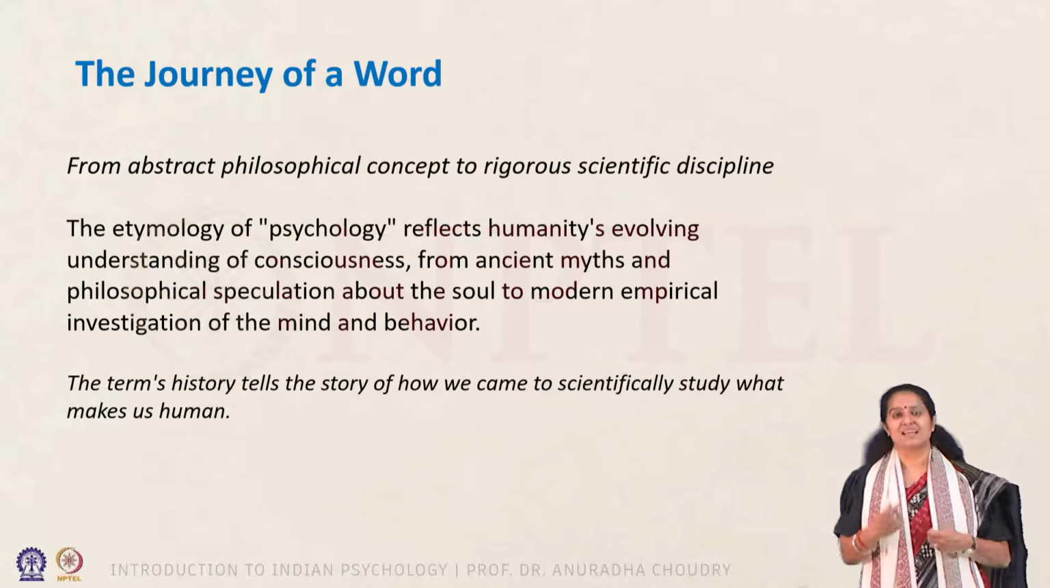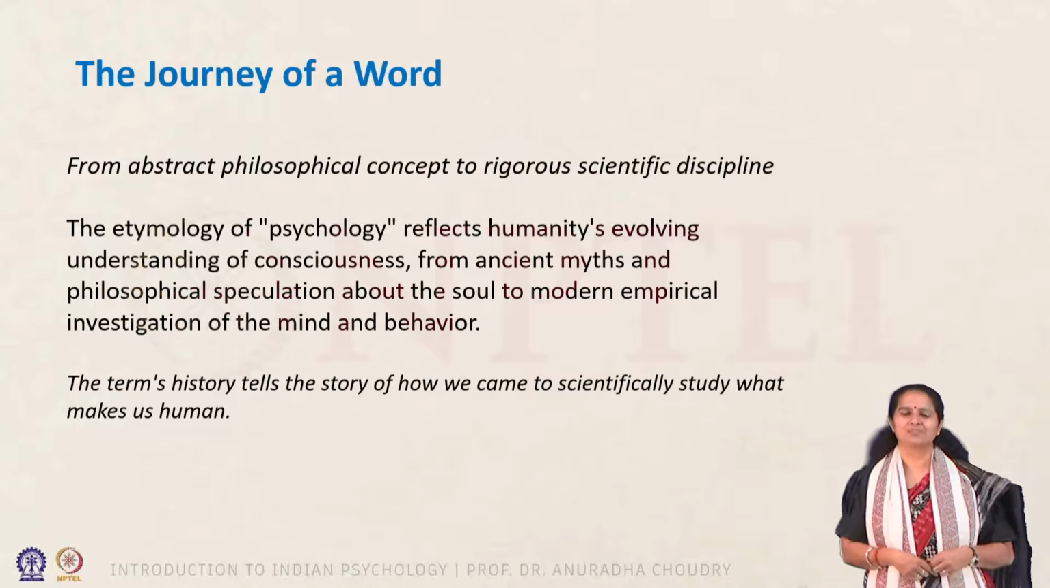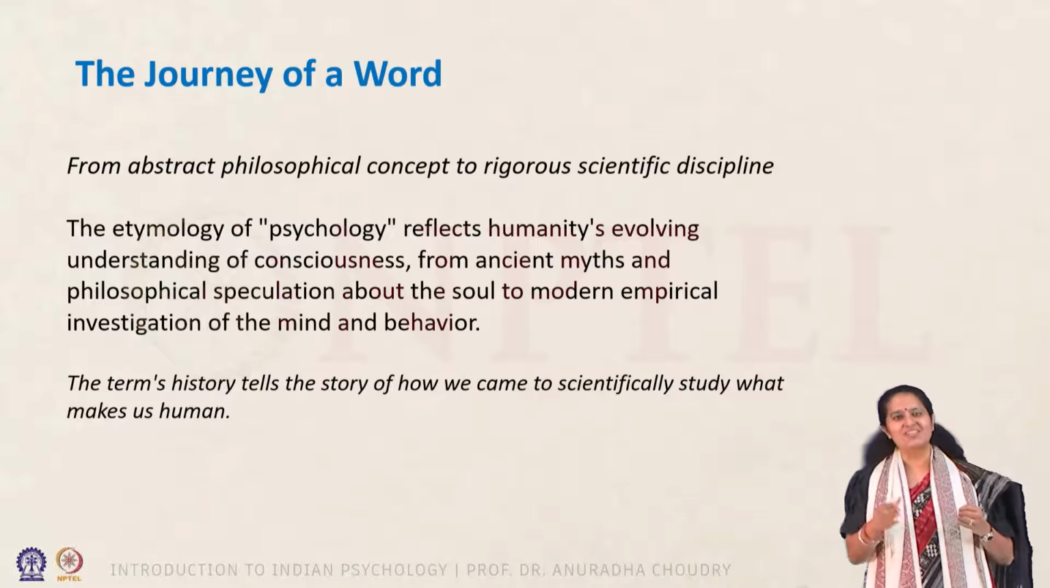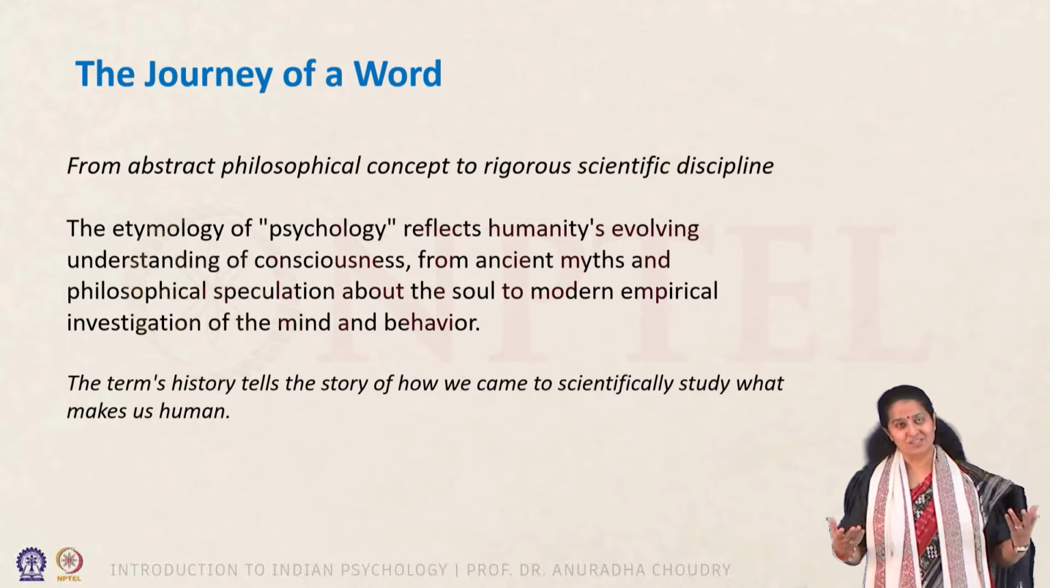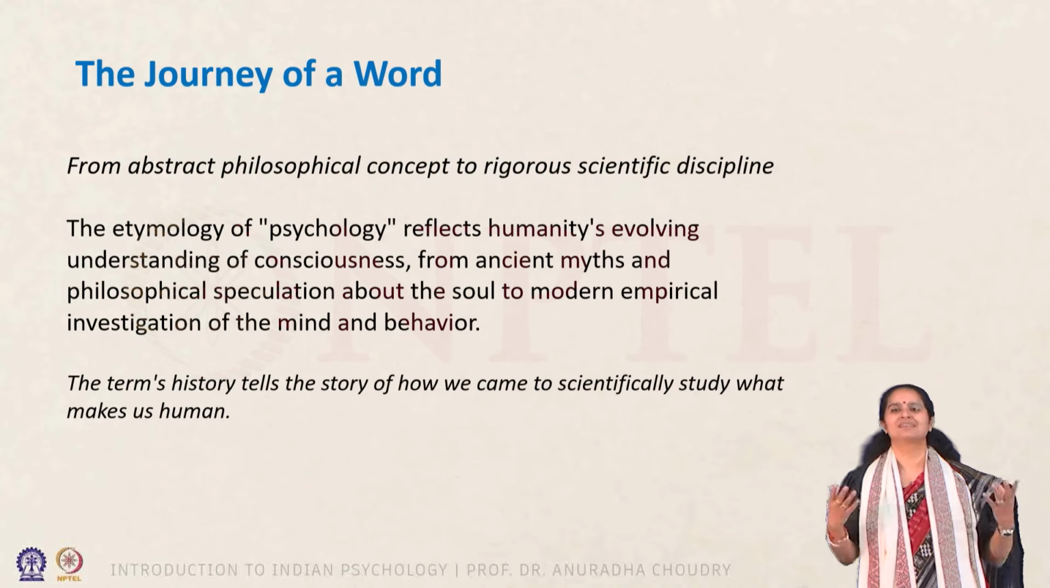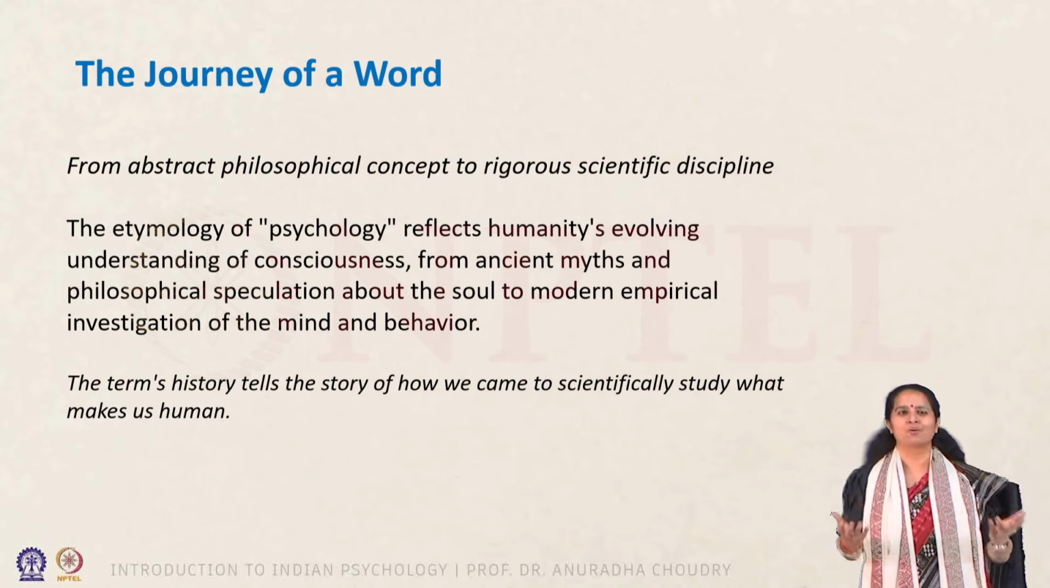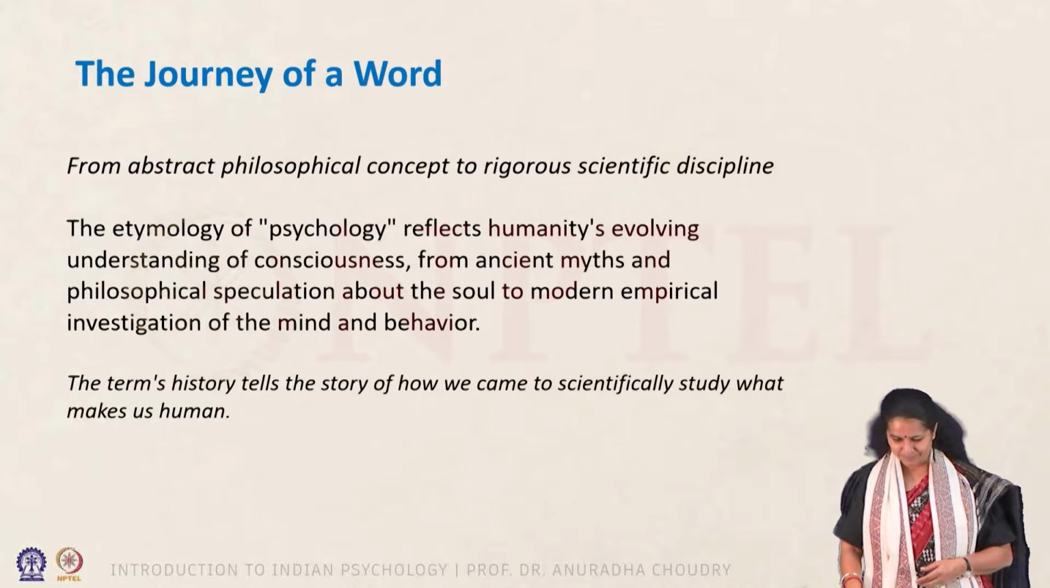The term's history in itself, so we started off this particular section with the question, why do we need to study the etymology of the term? And we see that the history tells us a story of how we came to scientifically study what makes us human. But the question that remains is, does scientific study cover the entire gamut or the entire scope of what a human being really means?